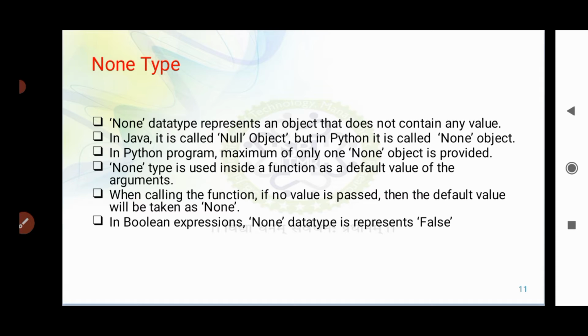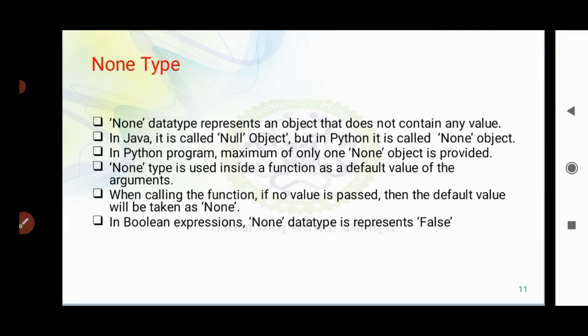The None data type represents an object that does not contain any value. That is what the meaning of the word None is, right? So it is similar to the null object in Java. The None data type will be used inside a function and will be considered as a default value of the arguments.